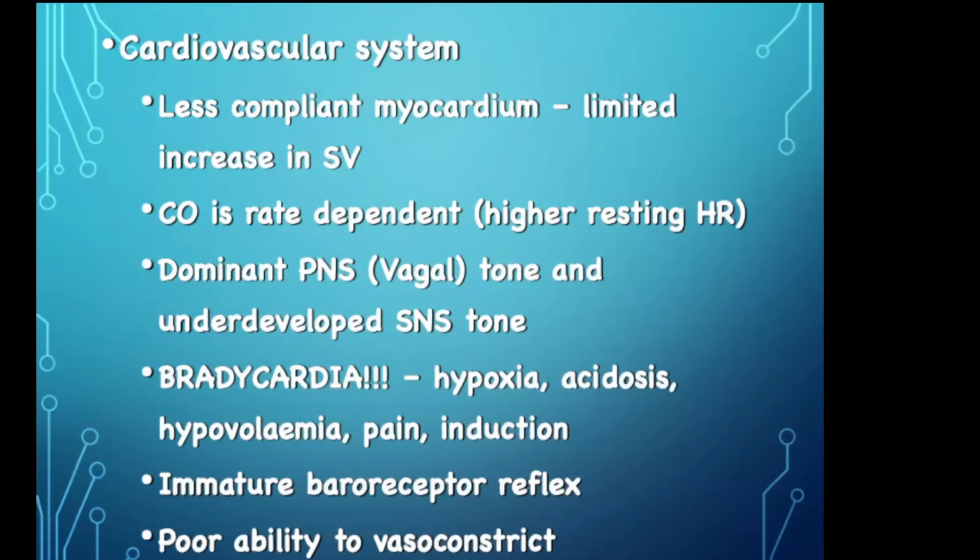For premature neonates, they should get it for a minimum of 24 hours post-operatively. Now we're going to run into the same issues in the cardiovascular system, guys, with the lack of elastic tissue. So they have a less compliant myocardium, and therefore, again, their cardiac output is rate dependent, because if you remember, cardiac output equals heart rate times stroke volume. This is why they have a very high resting heart rate, because their stroke volume is relatively fixed.